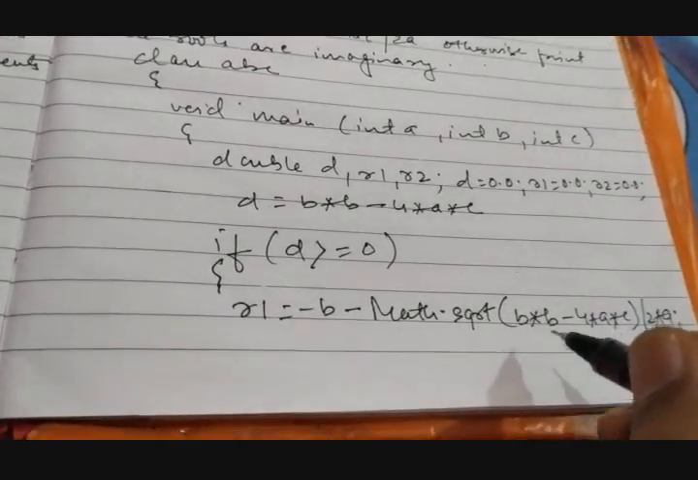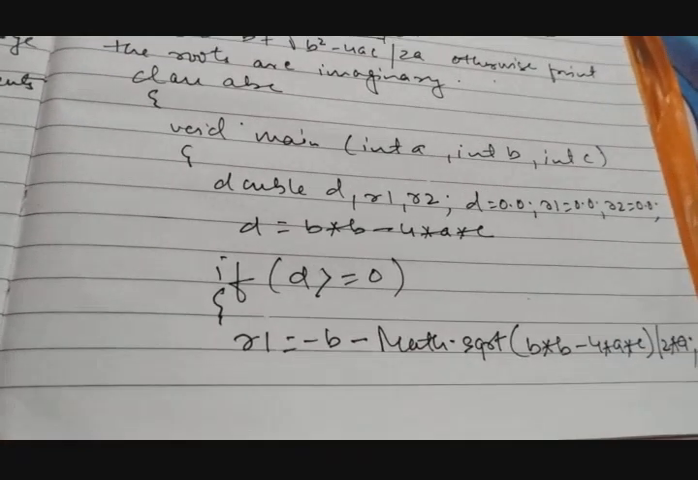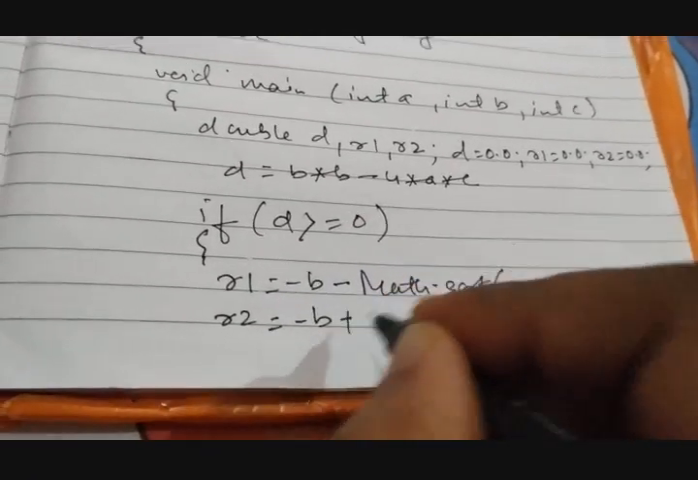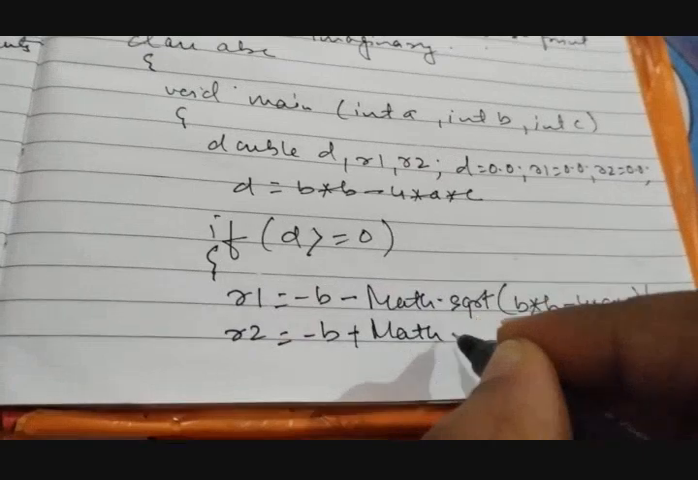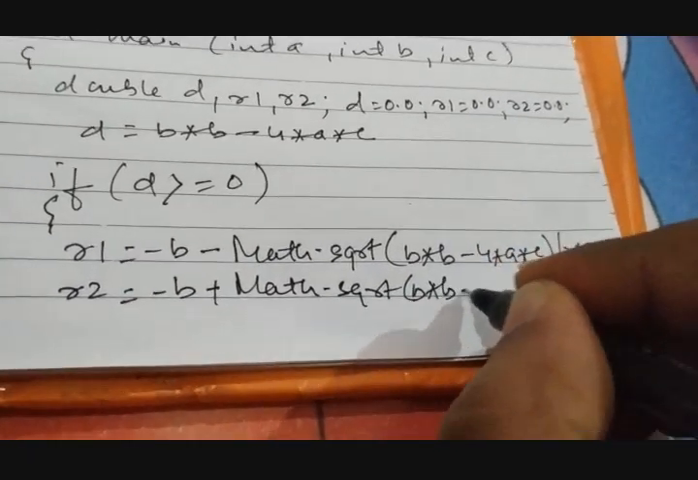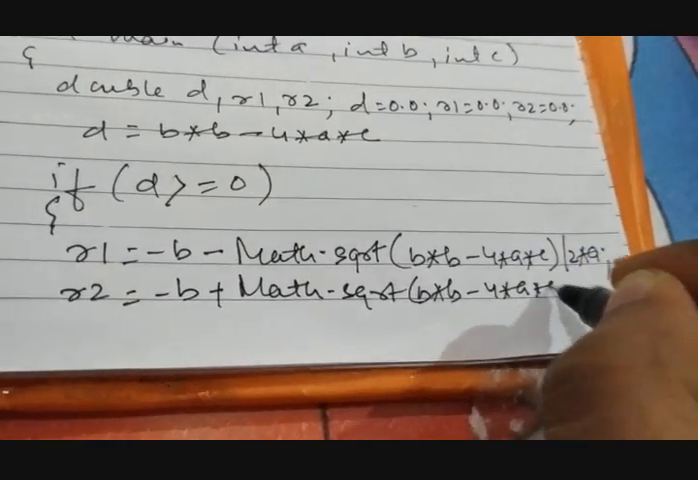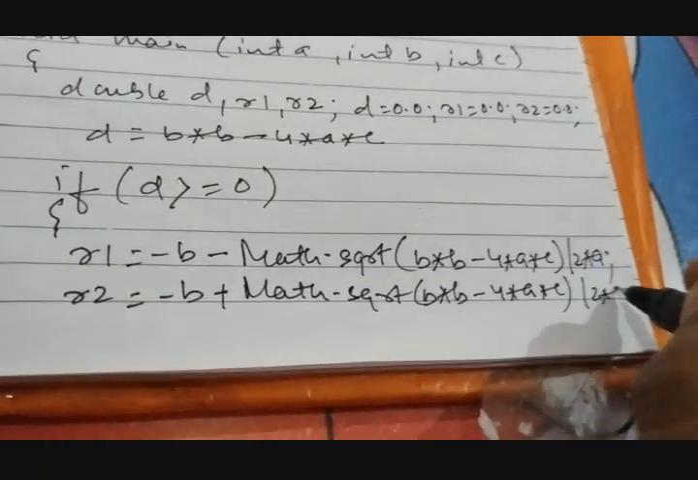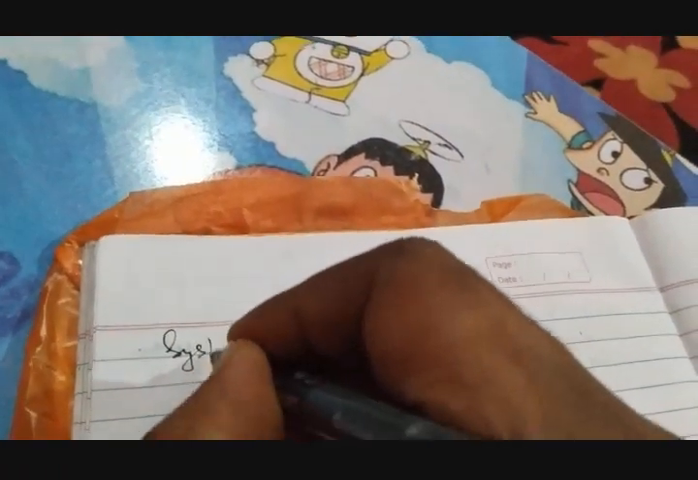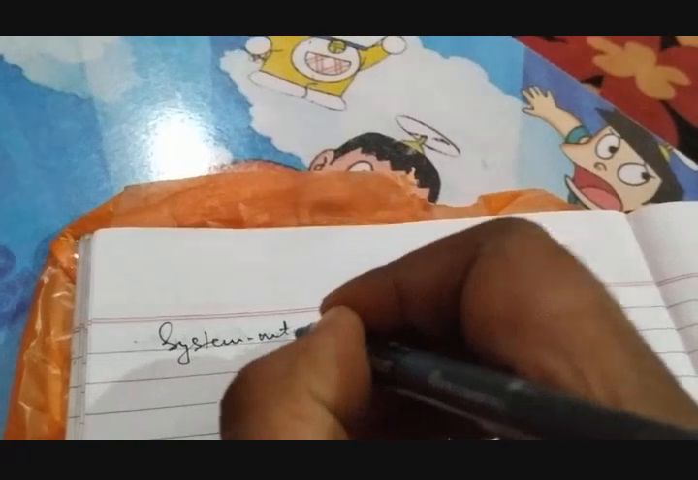Alright, or instead of this you could have used the d, no problem with it. r2 equals minus b plus Math.sqrt, b into b minus 4 into a into c upon 2 into a. Now print, System.out.println.